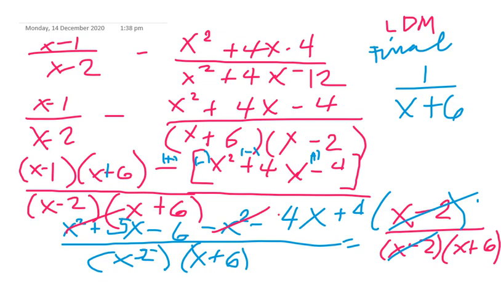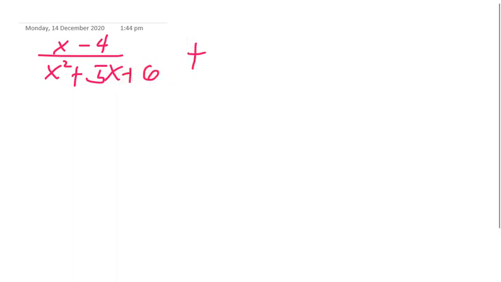Okay? How about addition? Say, for example, we have x minus 4 over x squared plus 5x plus 6 plus x minus 1 over x squared minus 4.